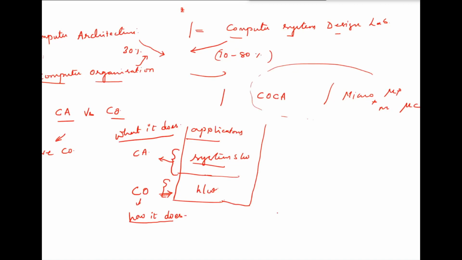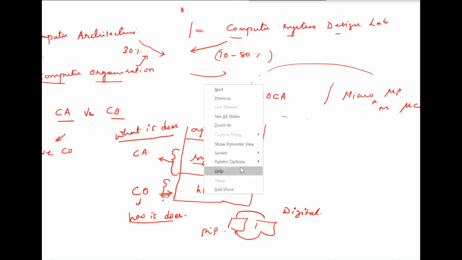Previously, you learned about digital. In digital, you know how to design a circuit. Once you design a circuit, what about the data flow, the data path, all those things? I think pipelining, those things you have read in CO. Now, how to do this with the help of the hardware, and what can be achieved? That we are going to read in computer architecture. So these are the base things.